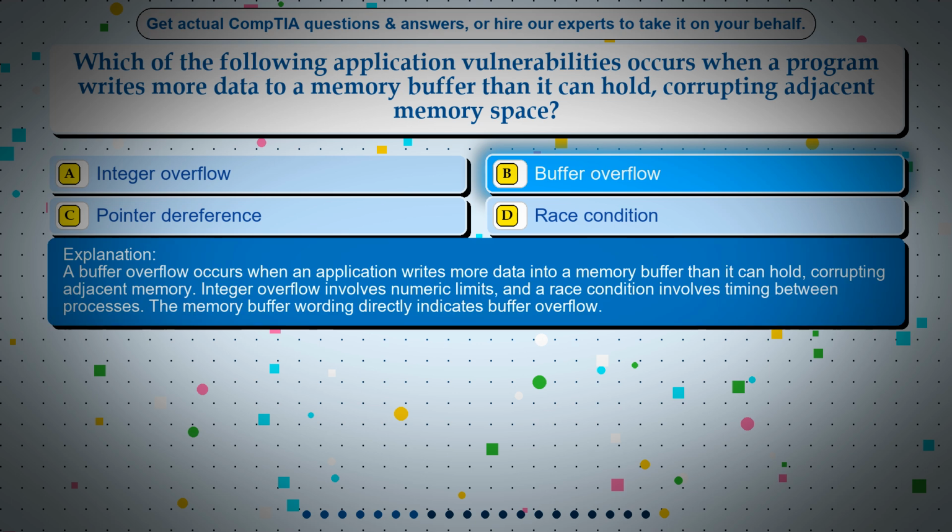A buffer overflow occurs when an application writes more data into a memory buffer than it can hold, corrupting adjacent memory. Integer overflow involves numeric limits, and a race condition involves timing between processes. The memory buffer wording directly indicates buffer overflow.